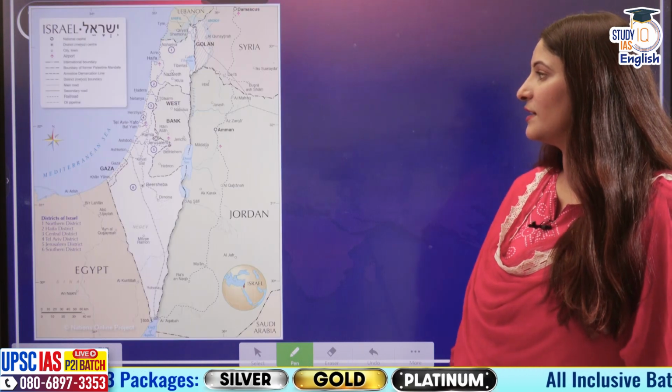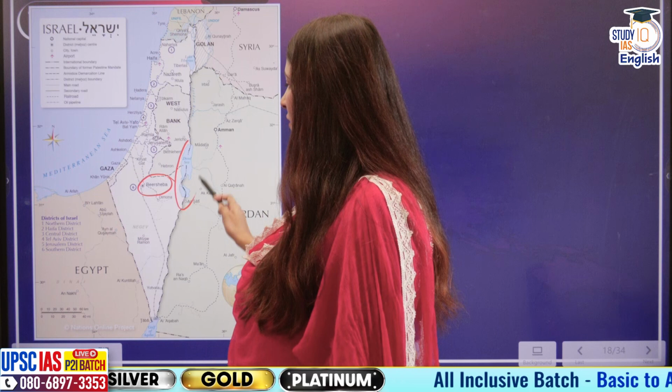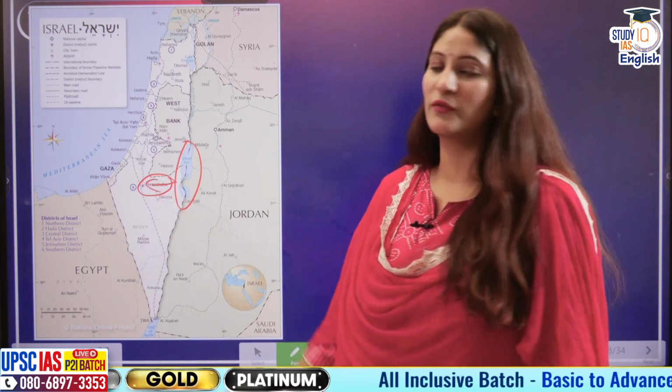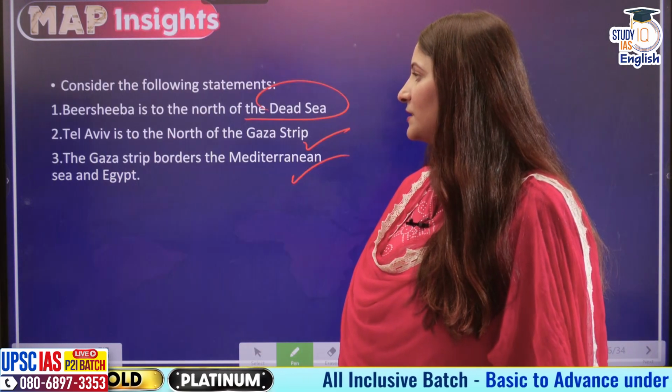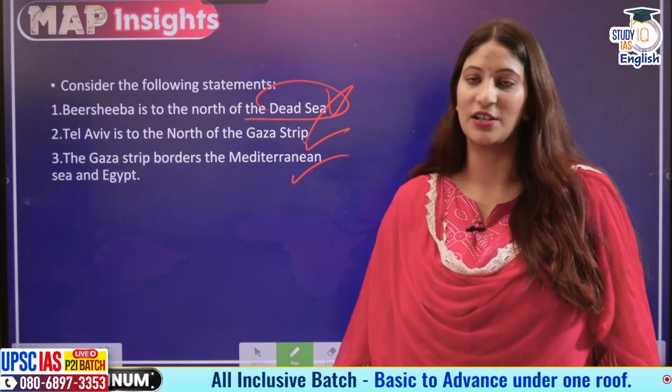Alright, so let us see. First we talk about Beersheba. Is it to the north of the Dead Sea? No, it is to the west of the Dead Sea. So that makes the first statement incorrect. You must know in detail about this region.